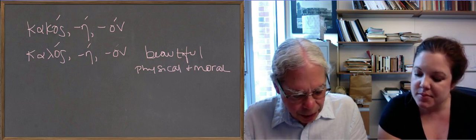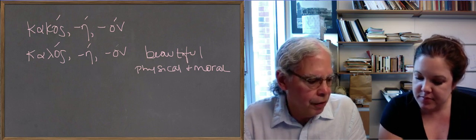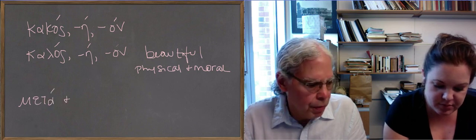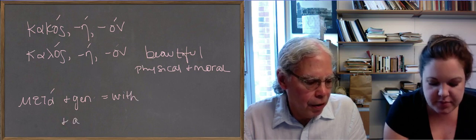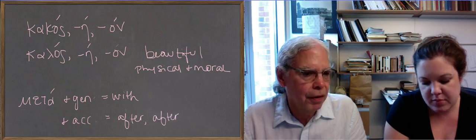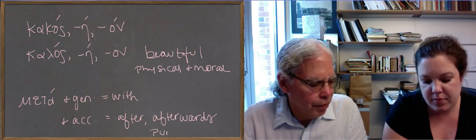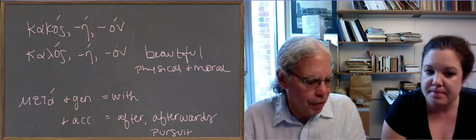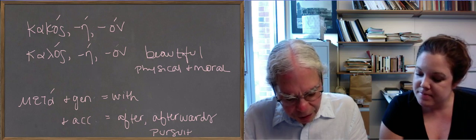The next word in the list is metta, the preposition, which takes two cases, both the genitive and the accusative. And with the genitive, it means with, and with the accusative, it means after, in the sense of after in time, right? And it can also mean in the sense of run after somebody. It does both of those kinds of after, right? In pursuit of, in other words, not after. Okay? So the way you say afterwards in Greek is metta tauta, after these things, which is an accusative, for instance.